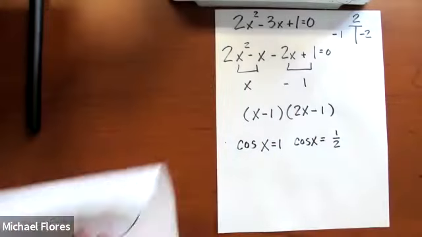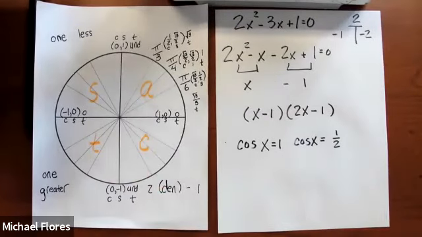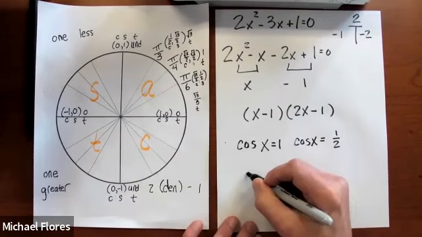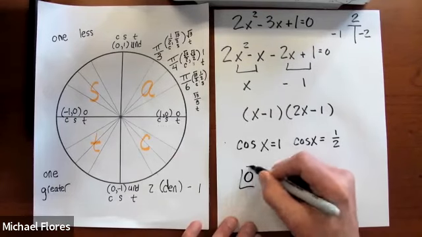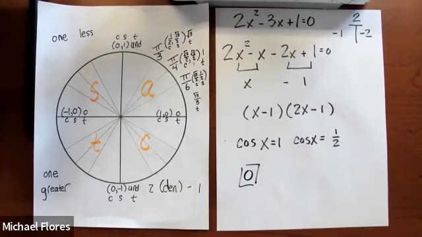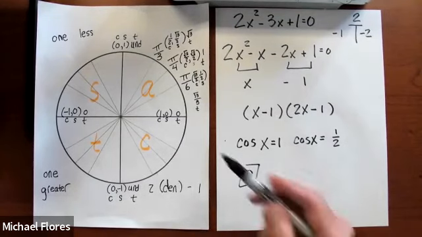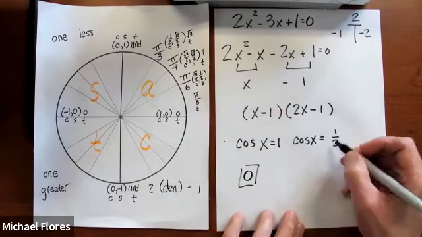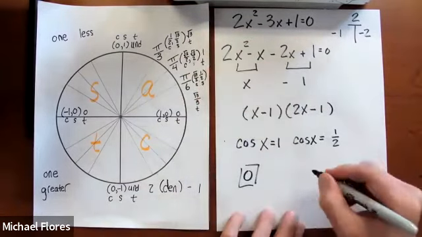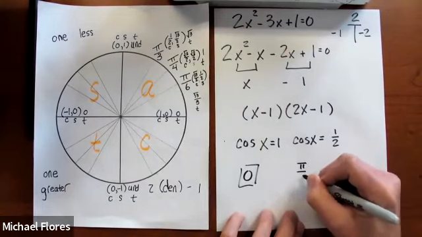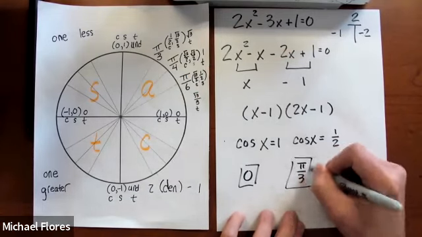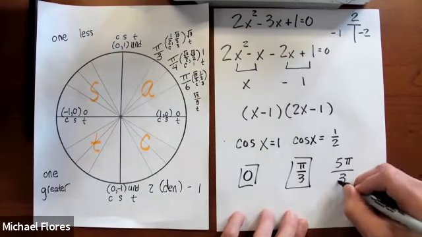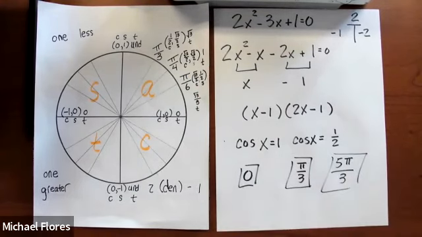So where in our unit circle is cosine 1? There. That's at 0 radians. Where is cosine positive 1/2? That would be in quadrants 1 and 4. And when cosine is 1/2, that is the pi/3 family. That takes care of our quadrant 1 answer. That takes care of our quadrant 4 answer.